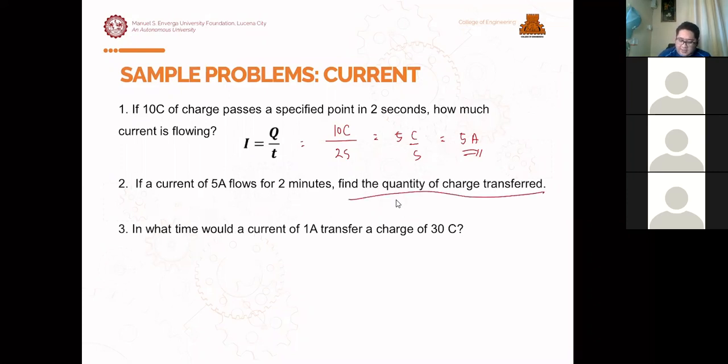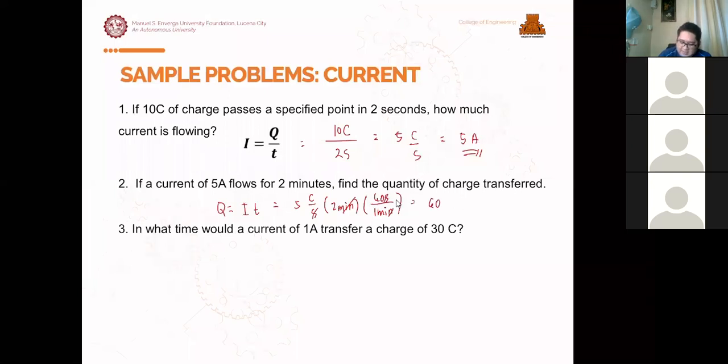Okay? Next. If a current of 5 amperes flows for 2 minutes, find the quantity of charge transferred. Okay? So, pinapahanap naman is si Q. So, pag Q ang hanapin, ang formula natin is I times T. Then, yung I natin is 5 amperes or 5 coulomb per second. Then, 2 minutes yung time natin. So, dapat convert natin into seconds, no? So, 1 minute, sa isang minuto, merong 60 seconds. So, convert lang natin. So, ilan? So, 5 times 2, 10 times 60.